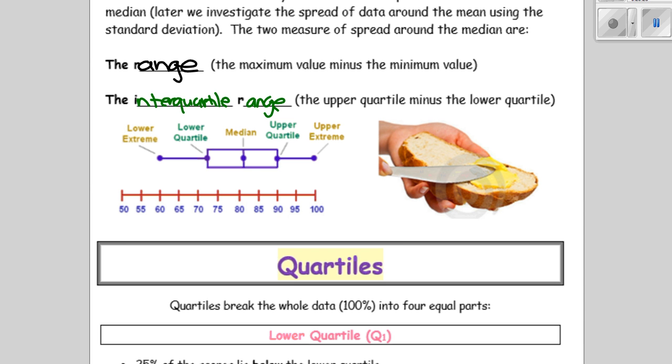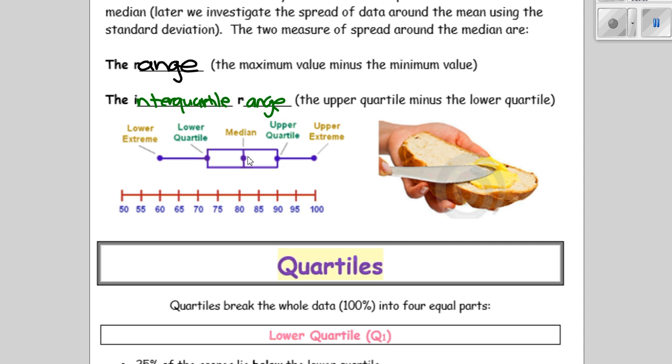What's the interquartile range of this box and whisker? Yeah, something like that. 90 minus about whatever that is. It's the upper quartile minus the lower quartile. Why do you need it? Why is it even a concept in maths? What it tells you is how narrowly spread the middle 50% of the data is.